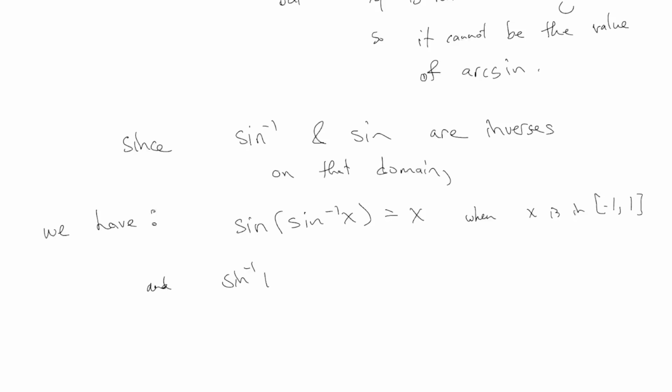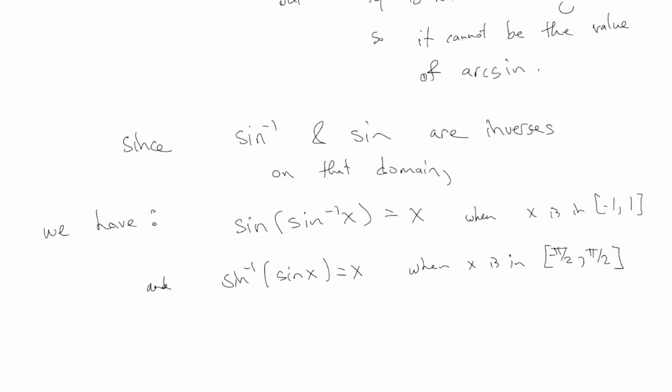If I put the inverse on the outside, this is only true when x is in the proper piece of the domain for sine of x. All right? So that second formula, the inverse sine of x, they cancel and you just get x, but that only works when x is in this small piece of the domain.